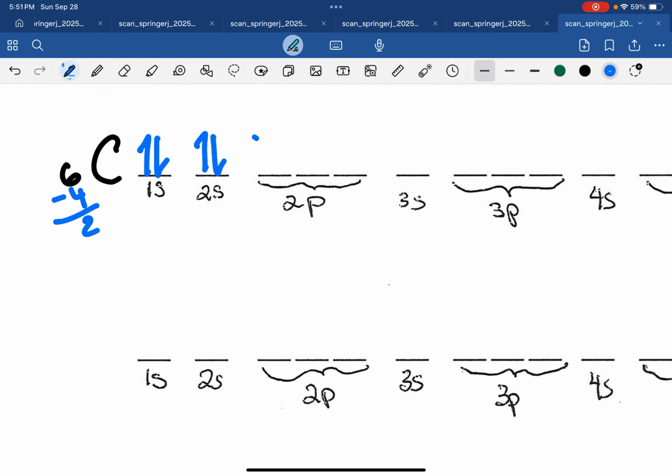So what can we do then? Let's do this. 2, 4, 6. We got 6 electrons there. Everybody's happy, happy, happy.